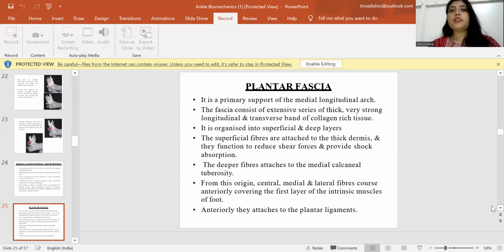The superficial fibers attach to the thick skin surface and function to reduce shear force and provide shock absorption. The deeper fibers attach to the medial calcaneal tuberosity. From this origin, central, medial, and lateral fibers course anteriorly, covering the first layer of the intrinsic muscles of the foot. Anteriorly, they attach to the plantar ligaments.